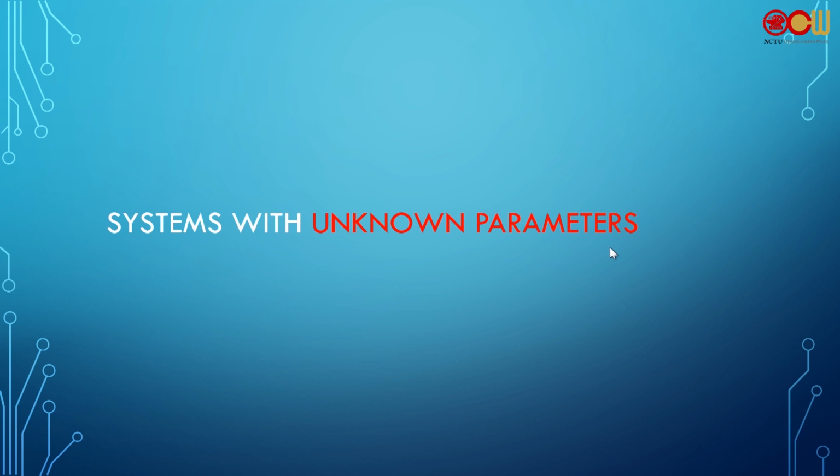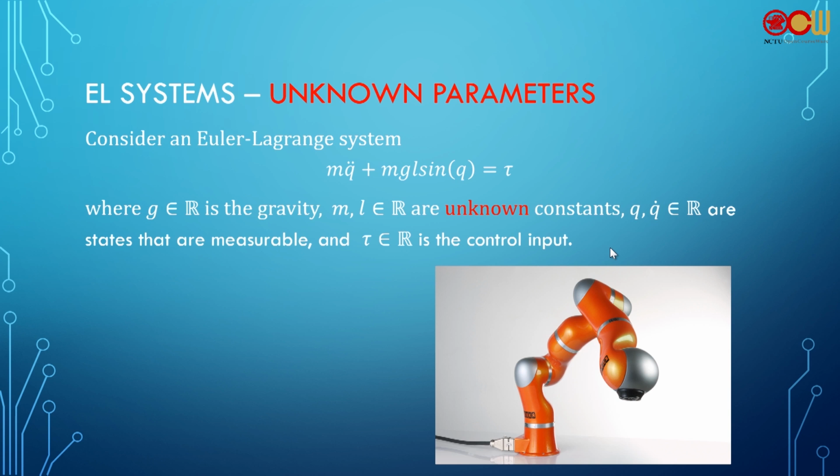Okay. Right now we're going to introduce a system with unknown parameters. So what is unknown? M is unknown. You don't know the inertia. You don't know the length, the L, right? Which is associated with the geometry of the link. So M and L are unknown.